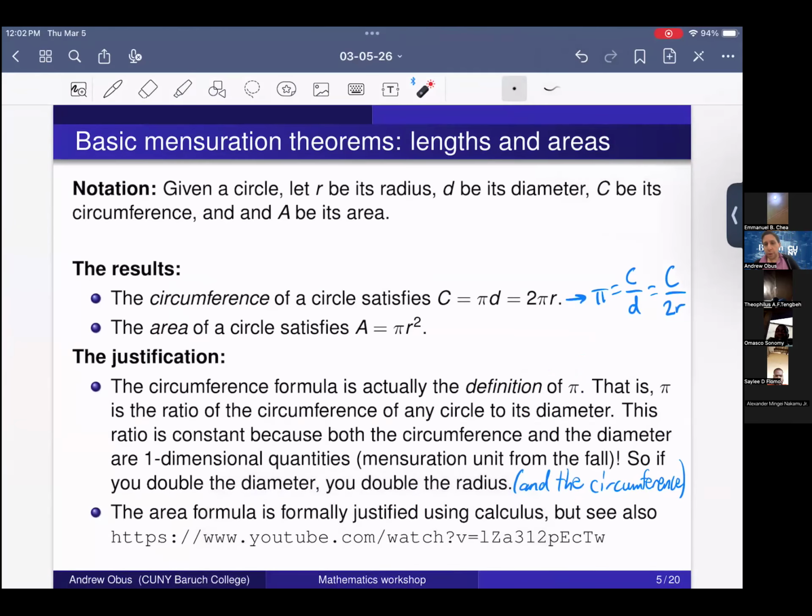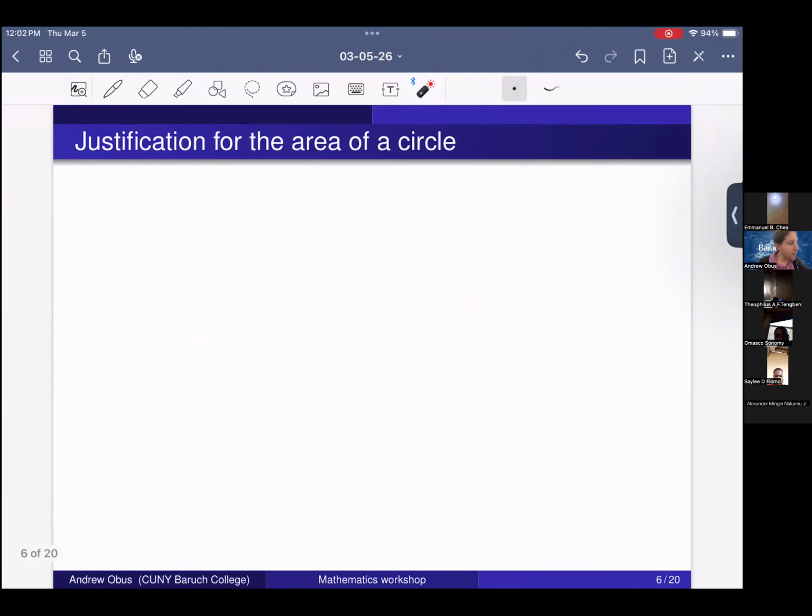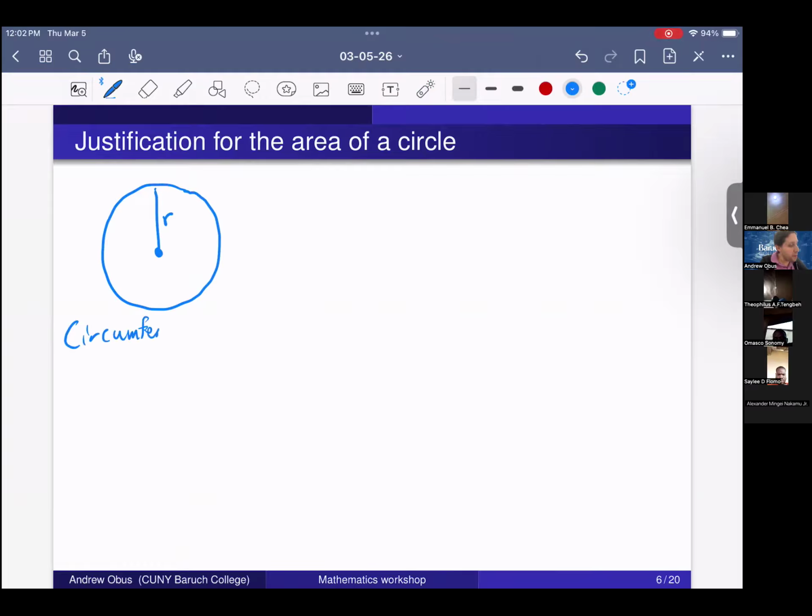Okay, so let me go through a little bit more slowly what's actually going on in this video. And if you want, you can watch the video over and over again until you get it. But basically, the idea is if I draw my circle here, and I have a circle, and the radius here is r, and we already know that the circumference is equal to 2 pi r.